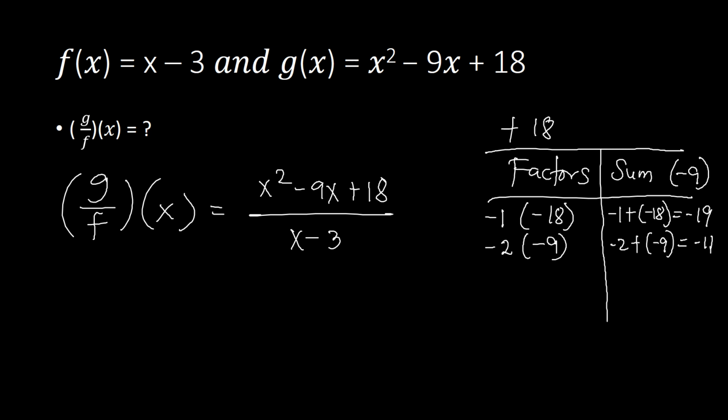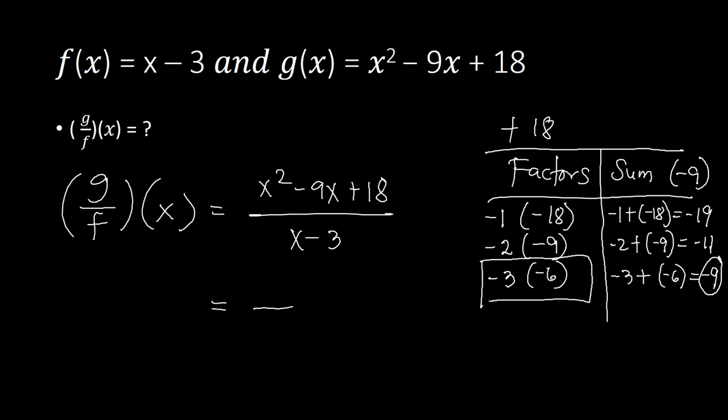So let's go for the next one. Negative 3 and negative 6, that's equal to positive 18. Negative 3 plus negative 6 will be equal to negative 9. So there you go. That's the one for the middle term. And of course, we are going to base our factors on these numbers. And how do we write that?